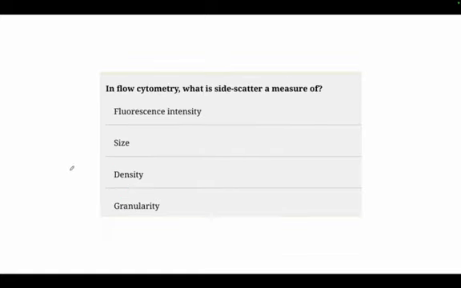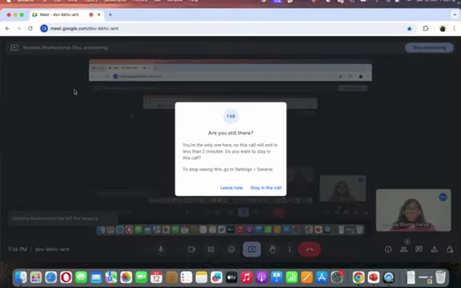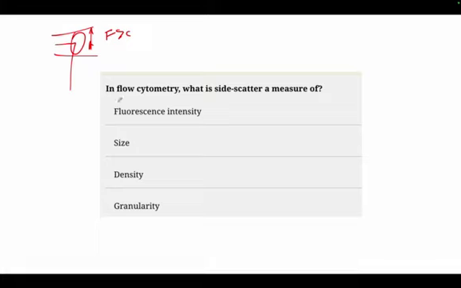In flow cytometry, what is side scatter a measure of? We discussed that in flow cytometry, we get forward scatter, which is a measure of the size of your cell. And we also get side scatter, which is from the internal environment of the cell, and the amount of scattering is based on the granularity of the cell.